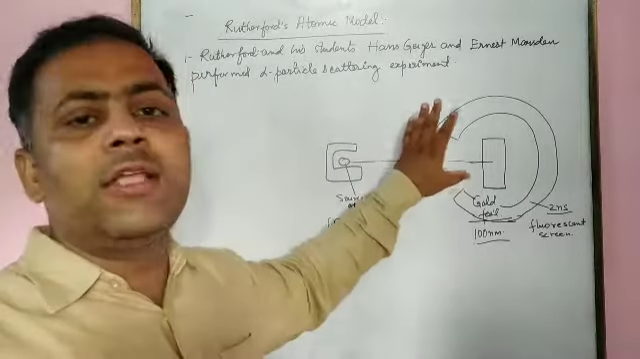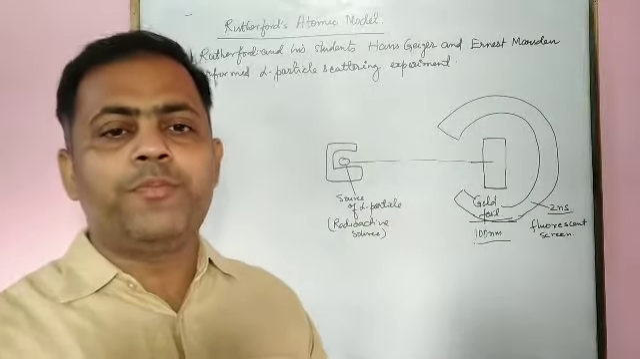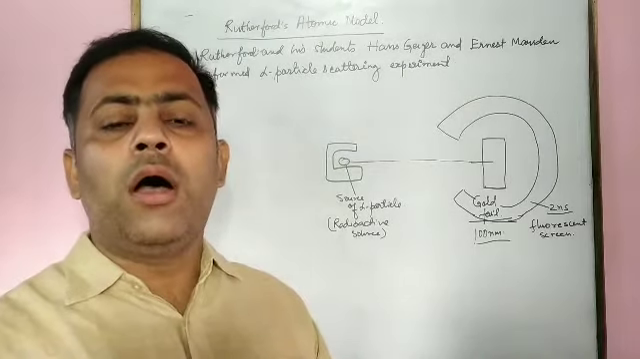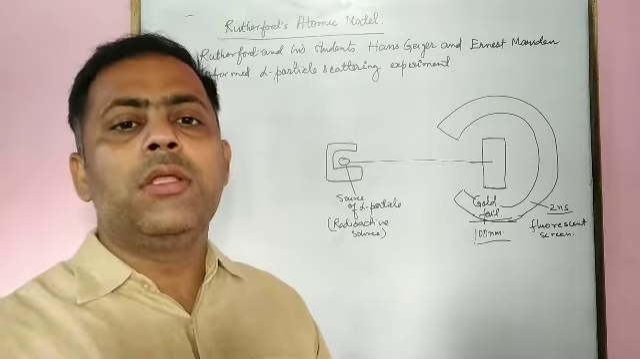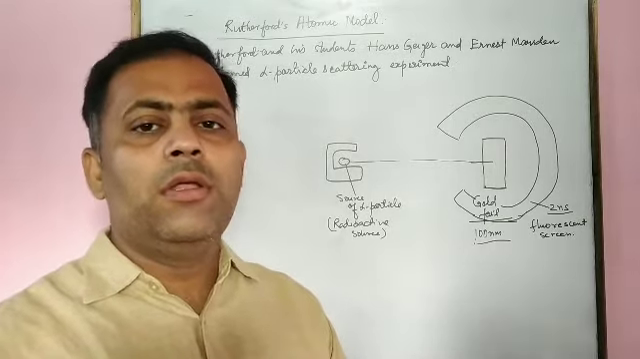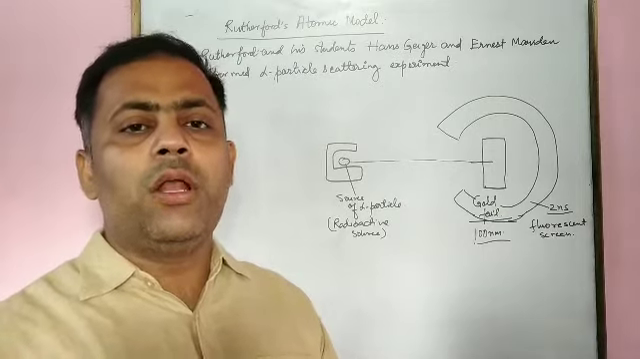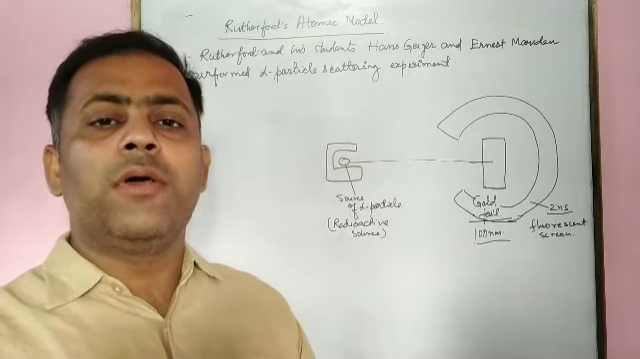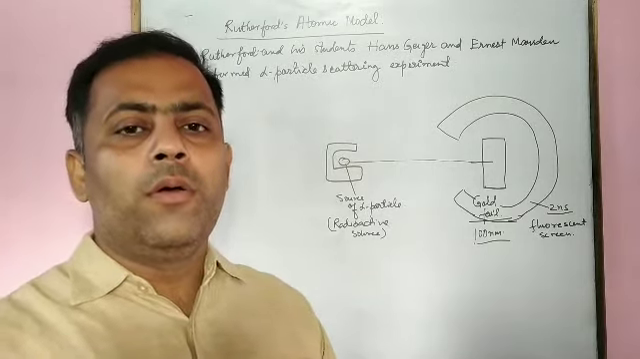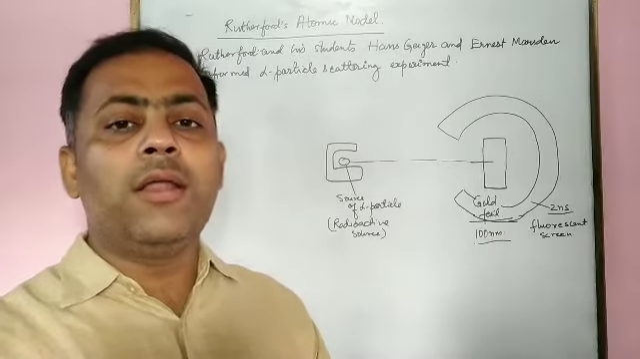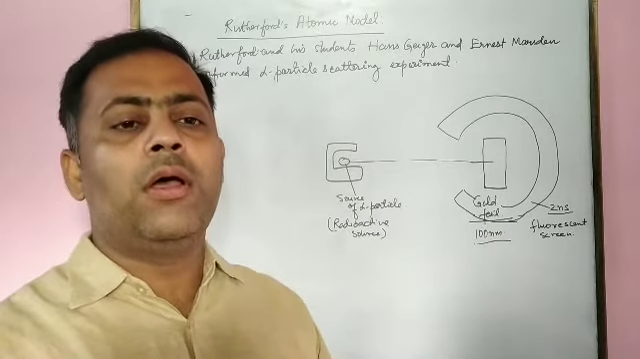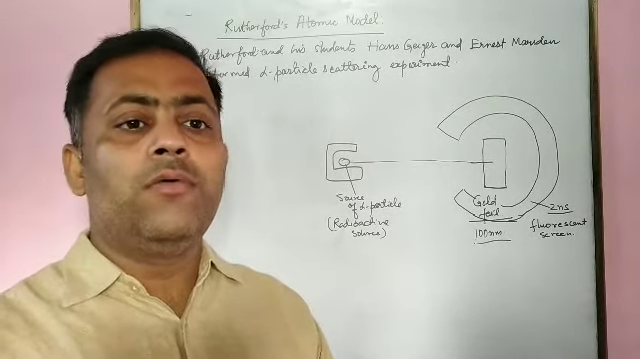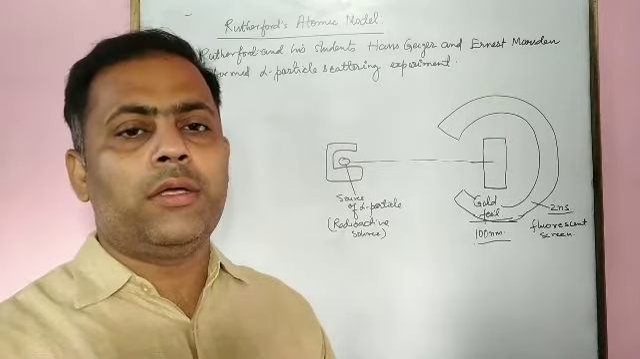Then what were his observations? He observed that most of the alpha particles move undeflected. It means there is no deflection. The first one. The next one is that few alpha particles are deflected to certain angles. And the next one, very few, that is 1 in 20,000. If we have used 20,000 alpha particles, then among them, one alpha particle is bounced back.